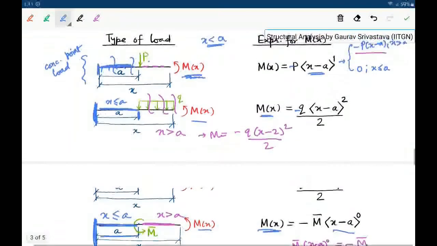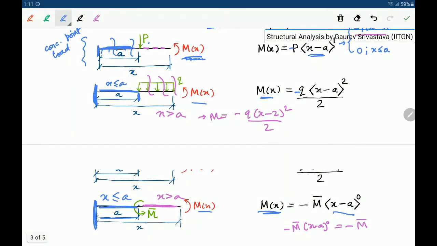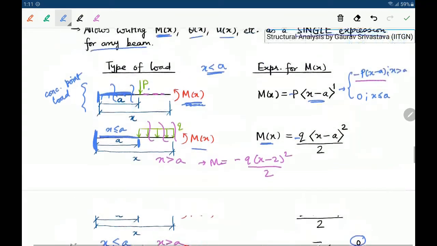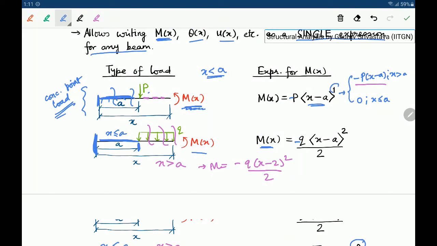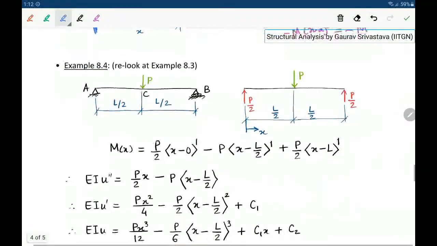And one thing to remember would be that if we are talking about a concentrated moment, right, then the power will be 0. If we are talking about a concentrated load, the power will be 1. And if we are talking about a UDL, the power will be 2. And you can continue to reason that way, and you can write generalized expressions for, let's say, a linear load, sort of a triangular load, or a parabolic load; these exponents and the denominator you can generate. Okay, let's look at an example.